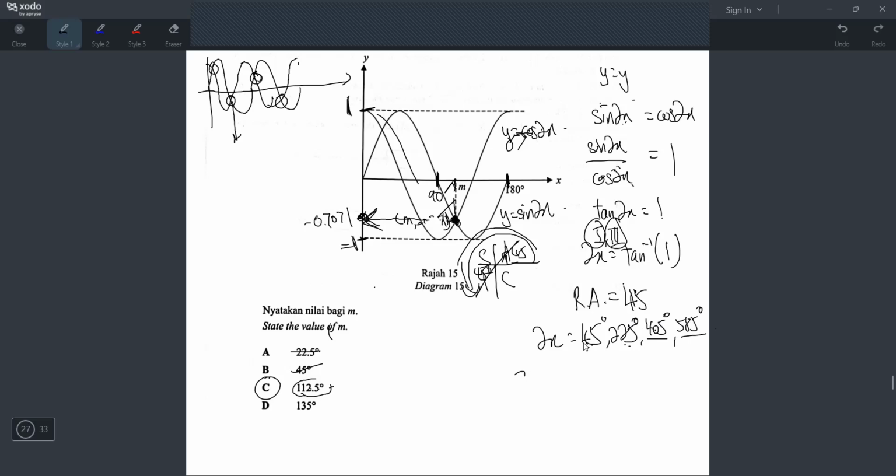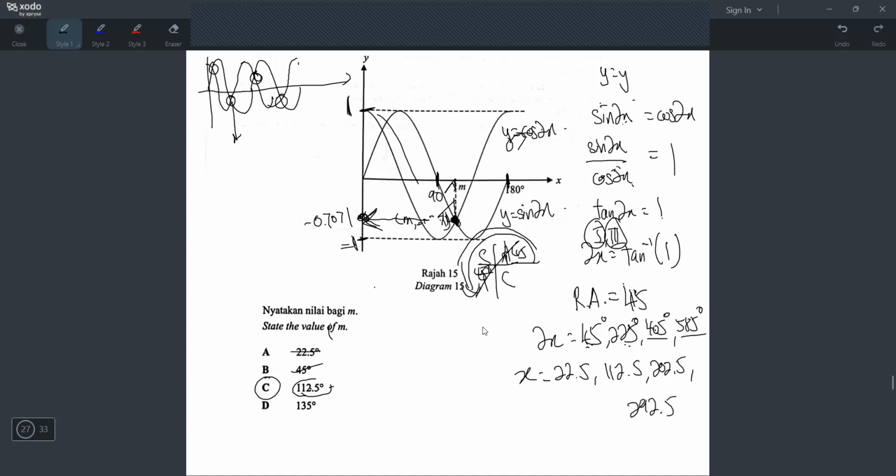So now you can find your x. Just take everything divided by 2. 45 divided by 2 is 22.5. 225 divided by 2, press calculator, 112.5, right? And then 405 divided by 2 is 202.5. And the last one is 585 divided by 2, 292.5, right? So these are the 4 answers.